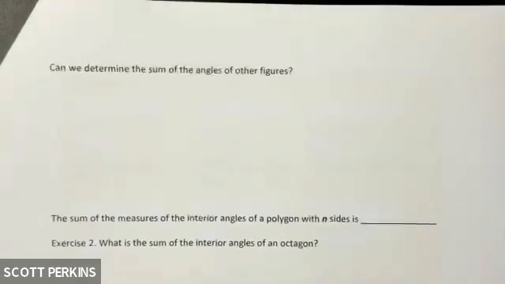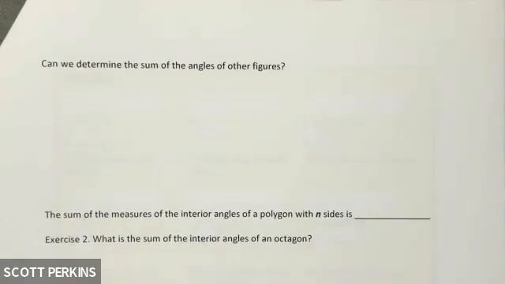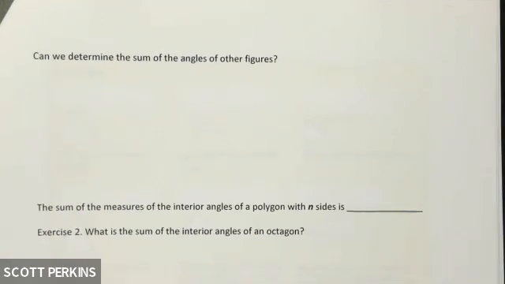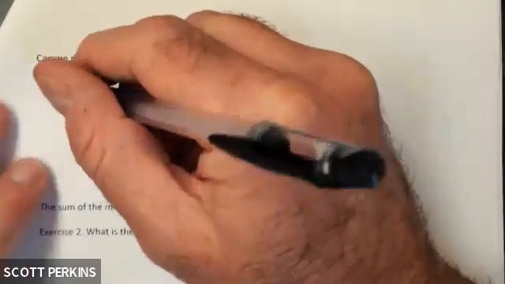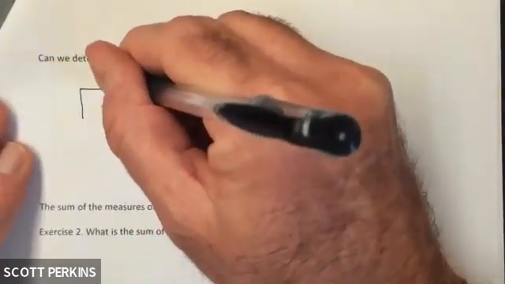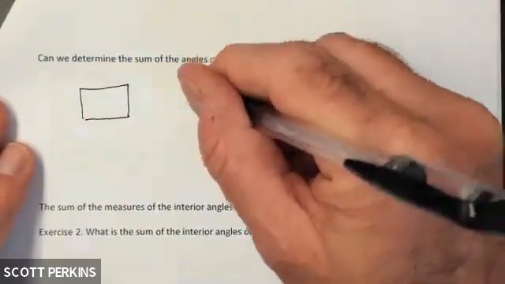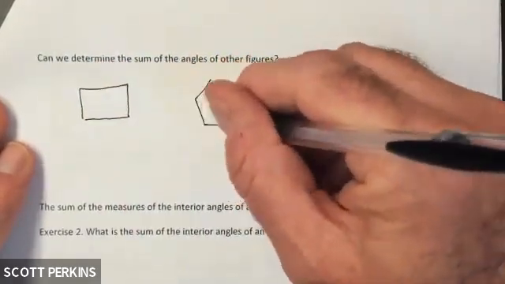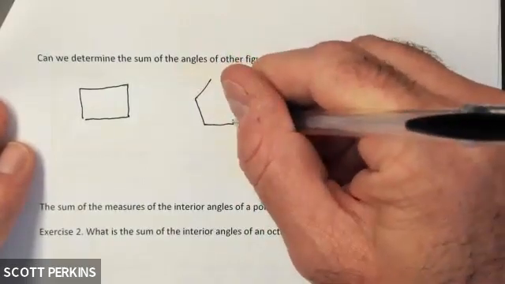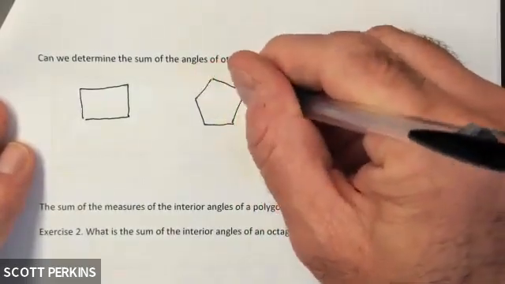Okay, so then the question is asked, can we do the same sort of thing with other figures that we just did for the triangle? If a triangle is 180 degrees, the sum of the angles, what can I say for something with four sides? So I'm just going to draw a little rectangle here. What about something with five sides? So I'll draw something with five sides, a pentagon, is what that's called.